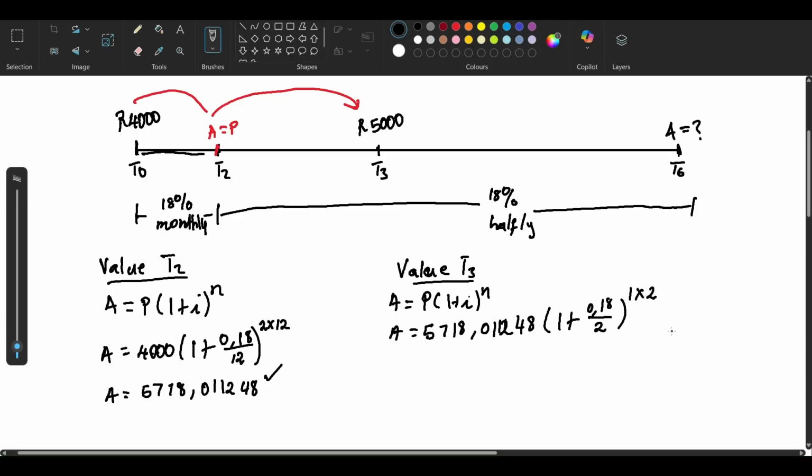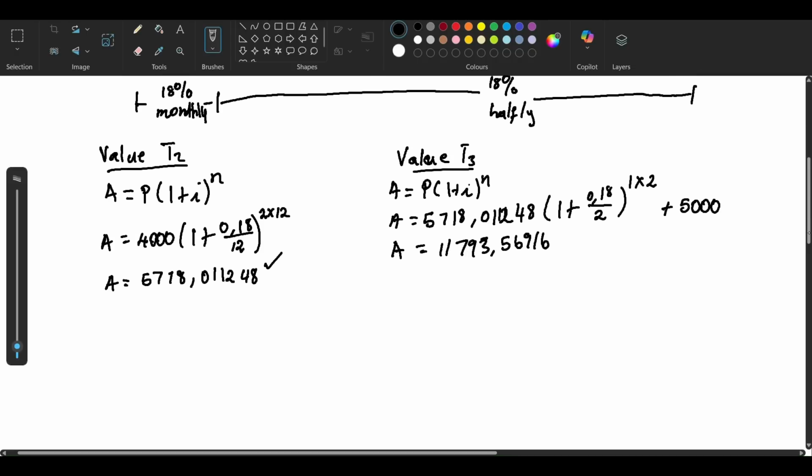So the difference here is that at T3, what happens at T3? We have this generous boyfriend, actually the richest boyfriend that I know, who is going to give this girl, which is Jennifer, 5,000 rands. That is what is happening at T3, right? So you are going to plug this on your calculator, and you should be getting 11,793 rands and 56916, right? So you should be writing it like this.